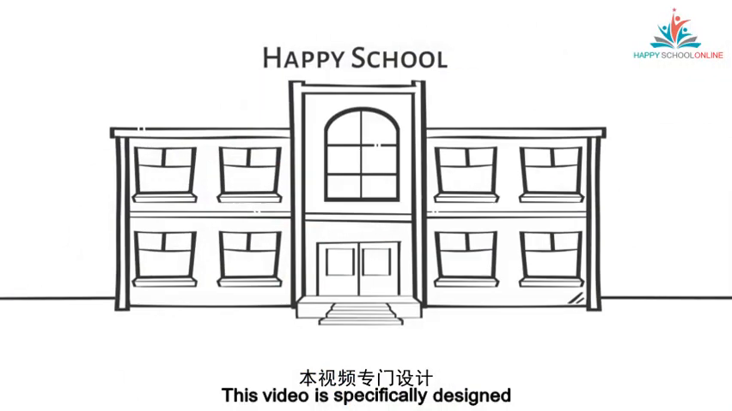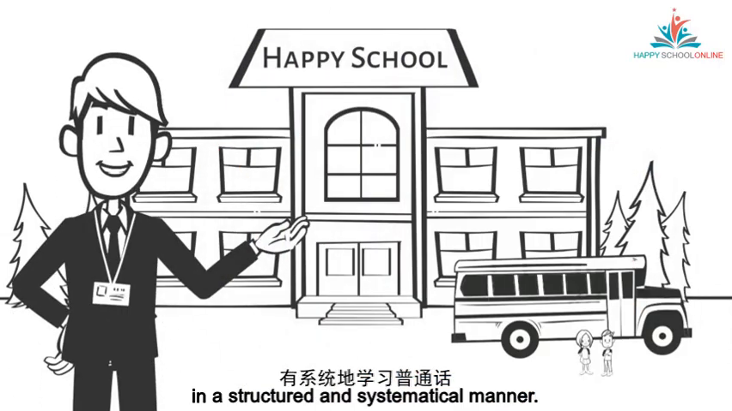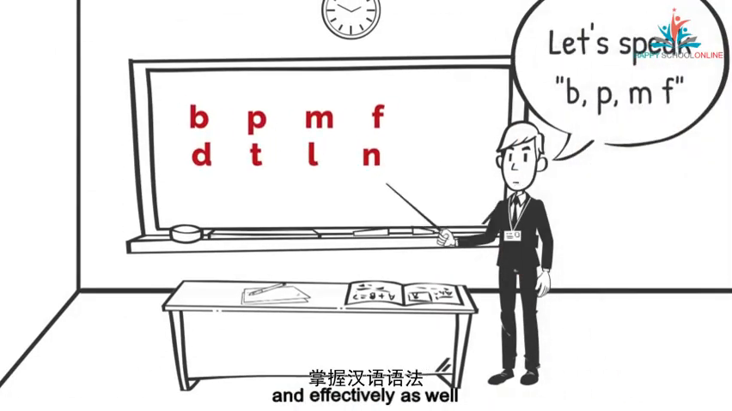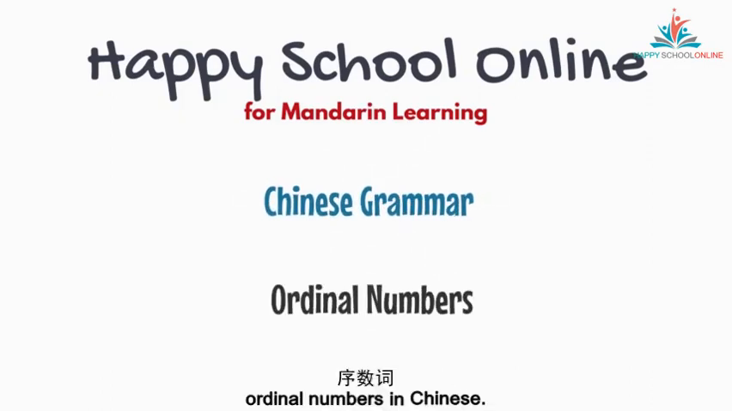This video is specifically designed to help our students to study Mandarin Chinese in a structured and systematical manner. Through watching the video, it enables our students to learn and master Chinese grammar easily and effectively as well. In this lesson, we teach you how to use ordinal numbers in Chinese.